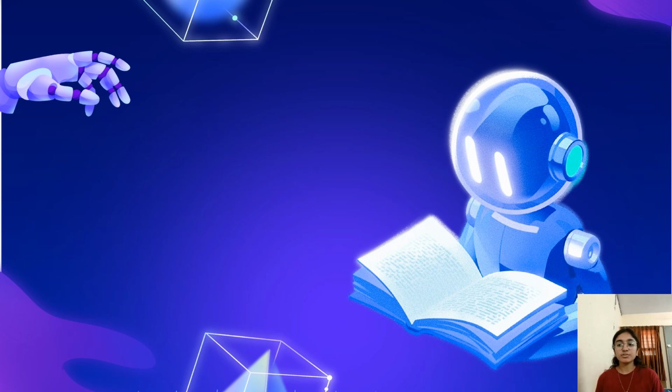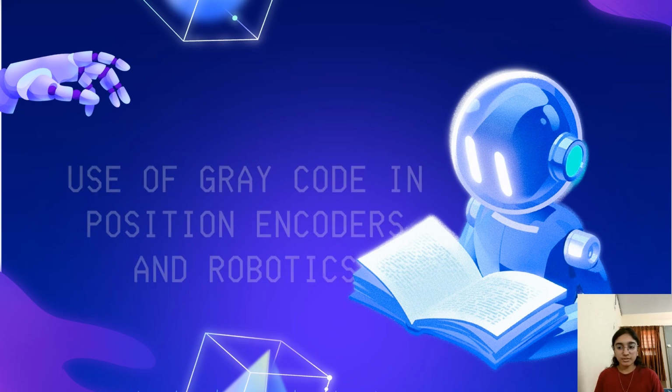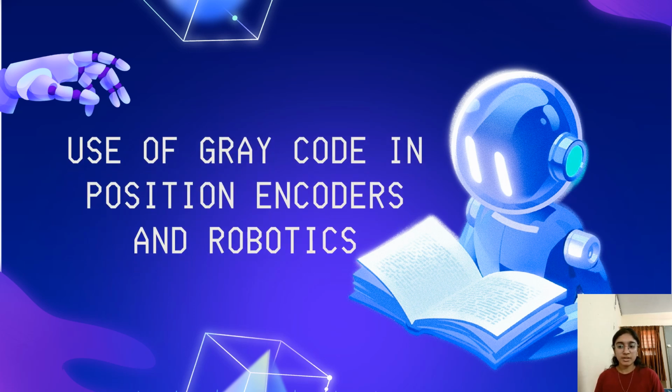Today we are going to dive into a very interesting and important topic, the use of gray code in position encoders and robotics. If you are interested in robotics, automation or simply love learning how smart machines work, you are in the right place. So, stay tuned as we break down this topic into a simple and easy to understand way. So, let's get started.